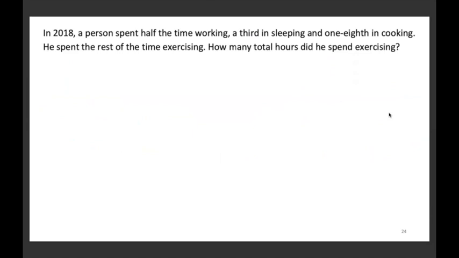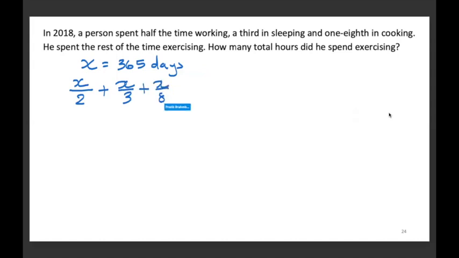In this case, just for the ease of calculation, I'm taking a variable called x. I'm saying x is equal to 365 days because there are 365 days in a year. I don't want to write 365 everywhere, so I'm taking x to be 365. So the equation form is half of the time I spend on working, so x by 2, plus a third on sleeping, so x by 3, plus 1/8 on cooking, x by 8, plus exercising. So exercising I'm writing as a, is equal to total time x, 365 days.